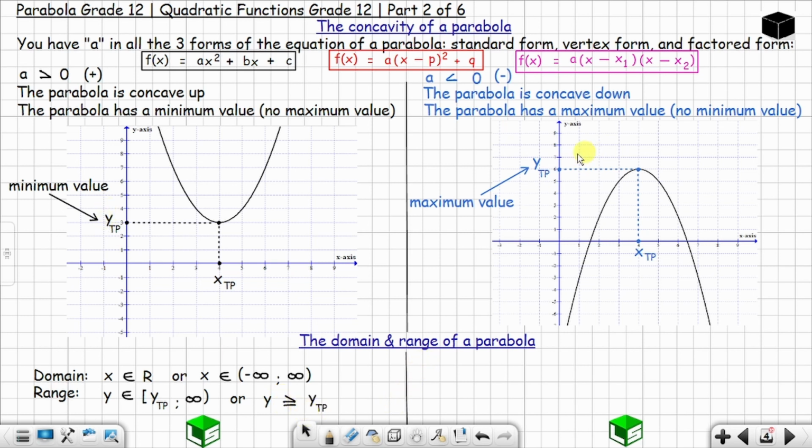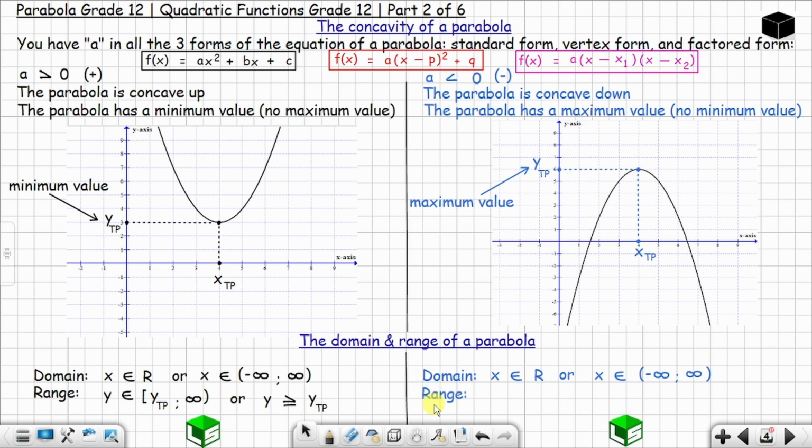Now, if you want to get the domain or the range of this parabola, which is concave down, for the domain you take all the values on the x-axis that exist for this parabola. You have all these values. So this is the same as in the previous parabola. So x is element of real numbers, or you can give it as x element of this interval, just as in the previous parabola. All these values on the x-axis exist for this parabola.